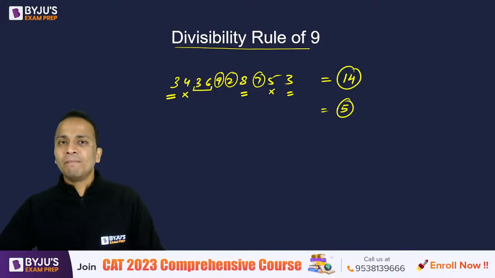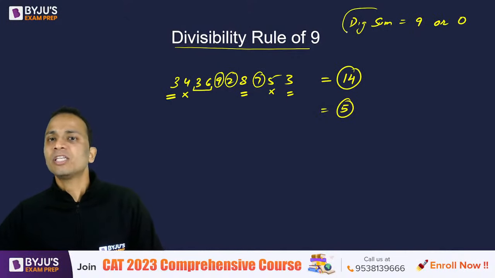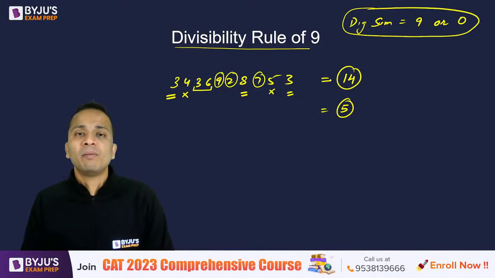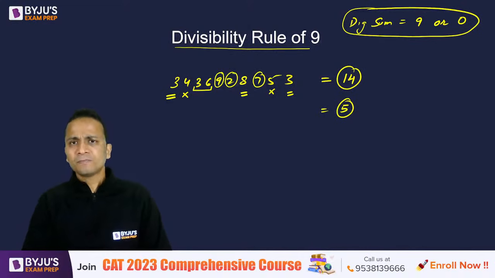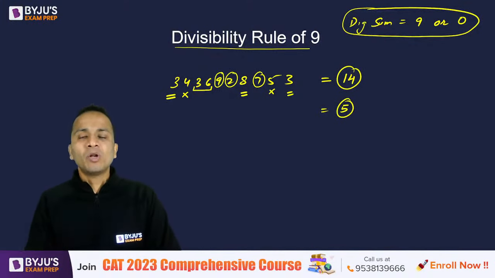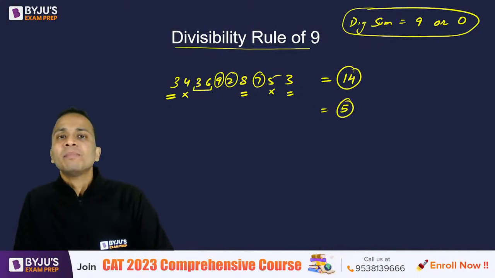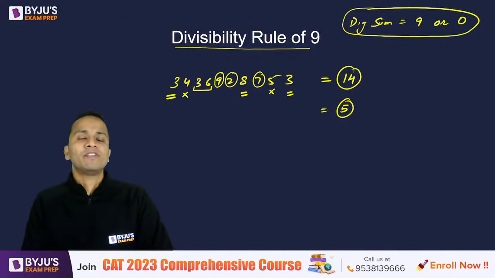Now for any number, if the digital sum is equal to 9 or 0, then the number will be divisible by 9. Otherwise, it will not be divisible. All right. I'll repeat. If the digital sum is either 0 or 9, then the number will be completely divisible by 9. If the digital sum is not equal to 0 or 9, then the number is not divisible by 9.